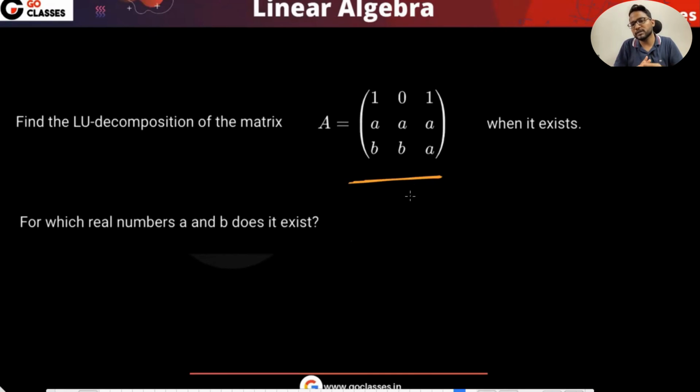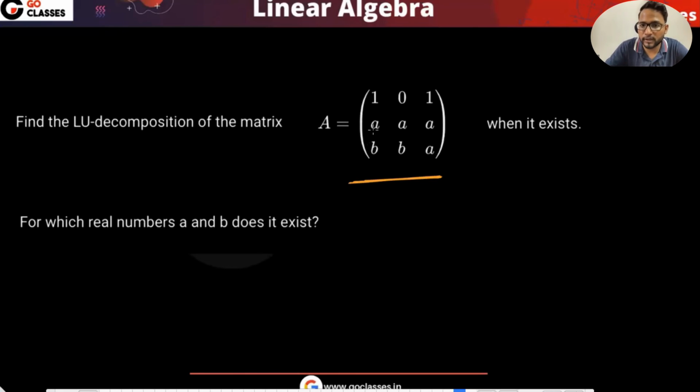You got the question? See, you need to find the LU decomposition. And on the way, maybe you need to put some condition on A and B, like A is greater than B, A minus B greater than 0, something like that. If you are putting the condition, then also tell those conditions. Let's just solve this question.